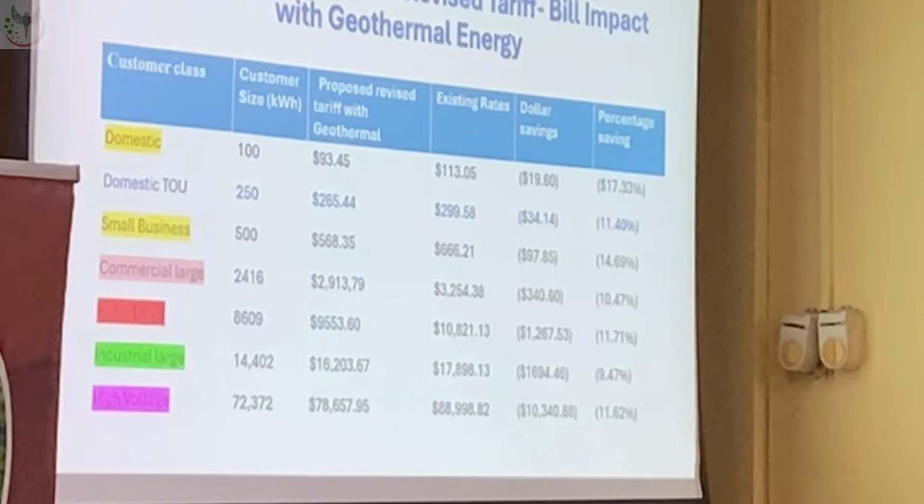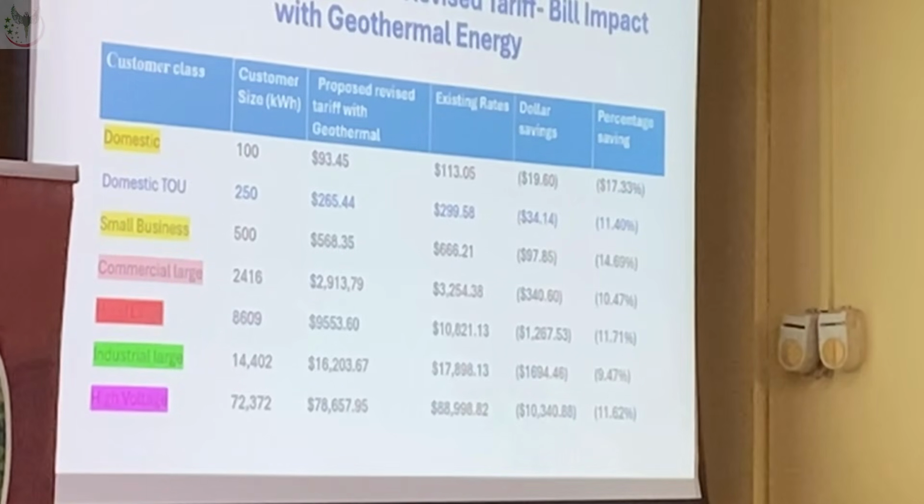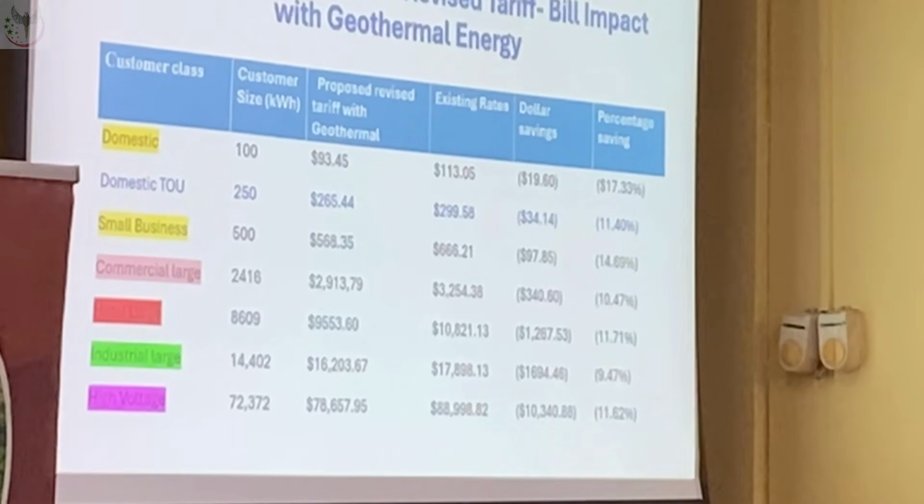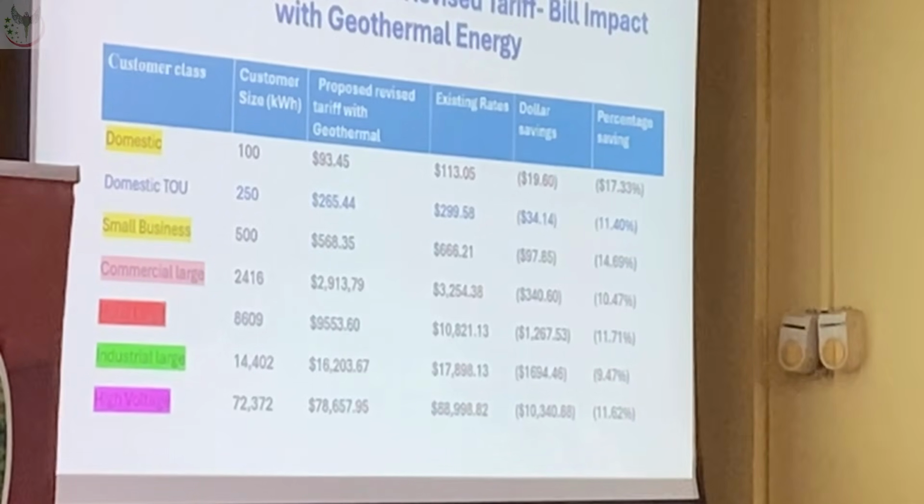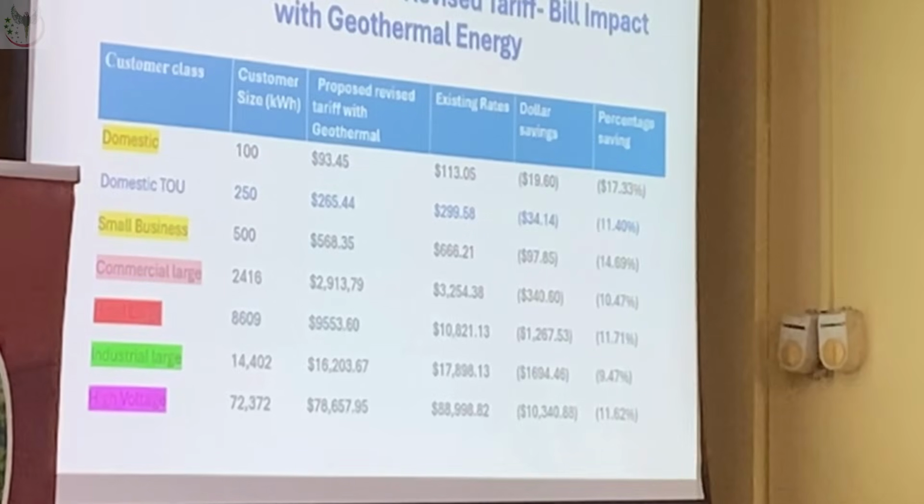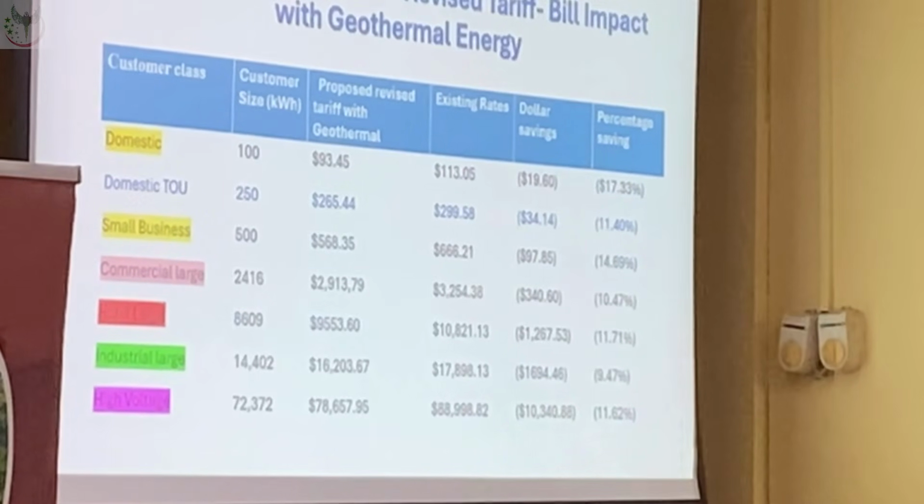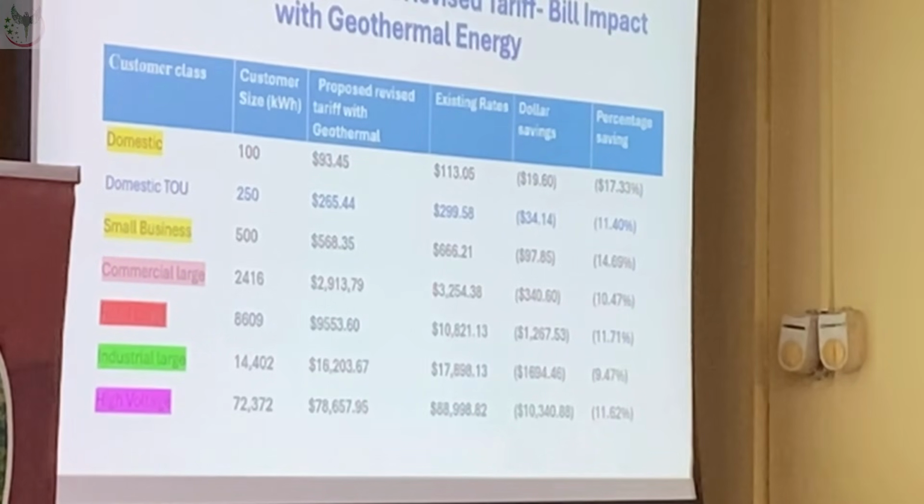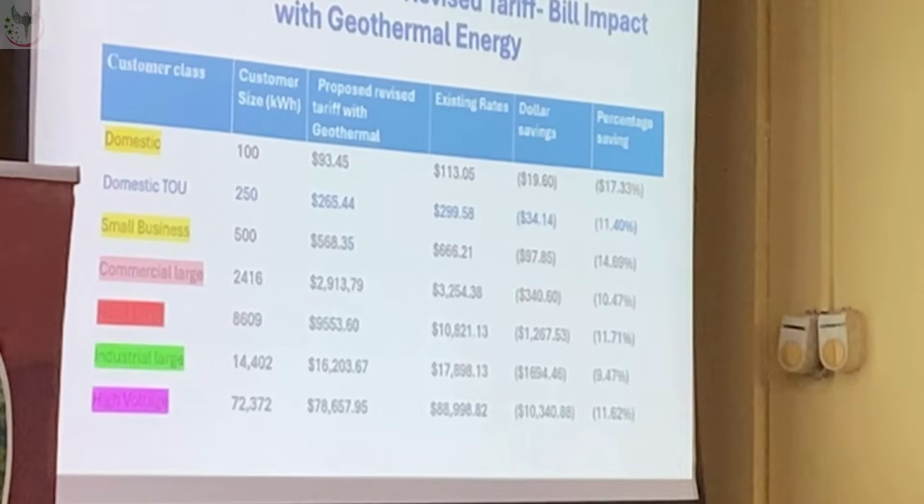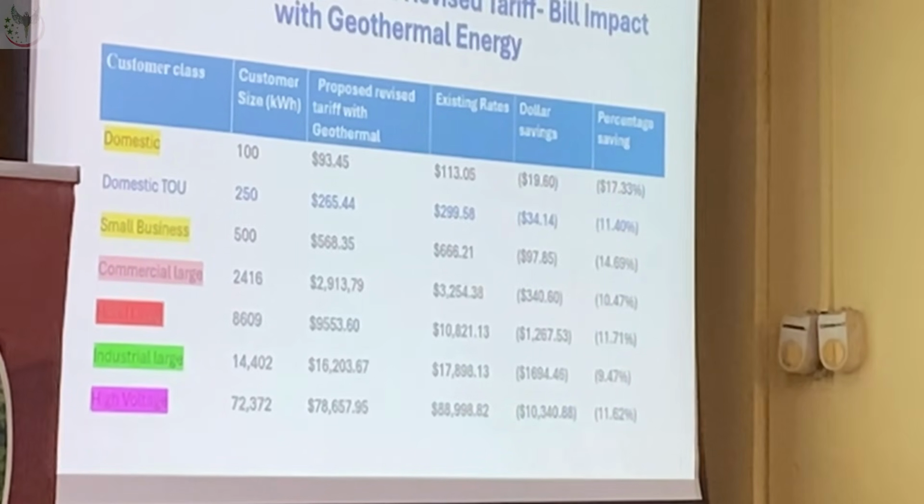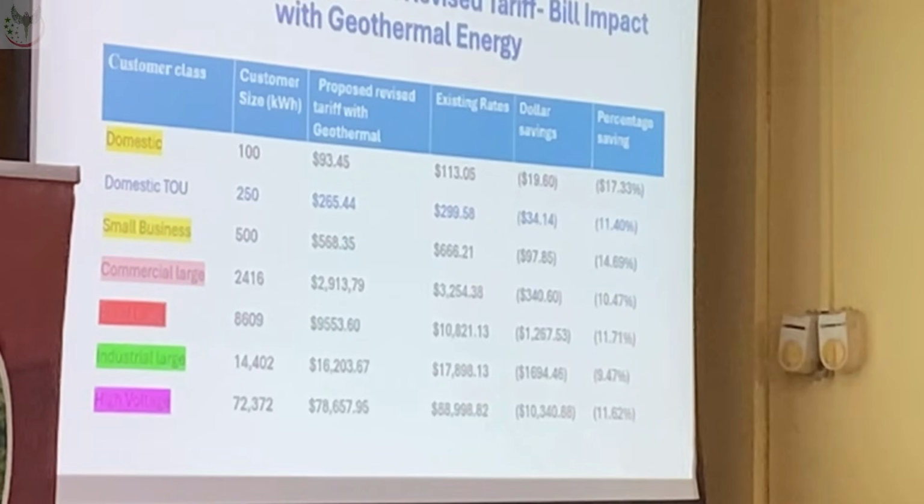There is a cost savings of 14.69%. Commercial large with a 2,416 kilowatt hour usage, compared with the proposed and the existing rate, can realize a 10.47% reduction. Water large with consumption of 8,609 kilowatt hours under the proposed revised tariff with geothermal, the cost of the bill would have been $9,553.60. They would have realized an 11.71% reduction in their bill.